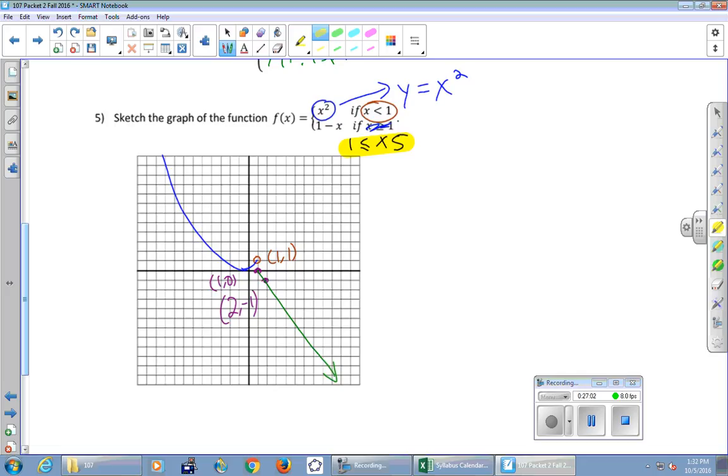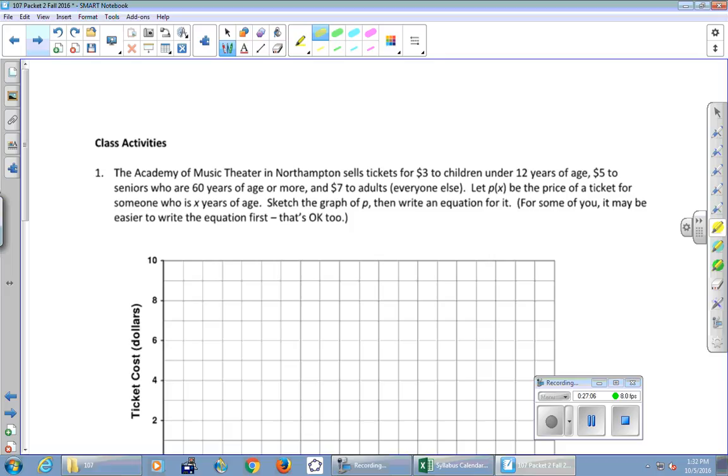Okay, the activities start on the next page. Take your time. There are 4 problems in this activity. All 4 are word problems. So go slowly and check in with each other.